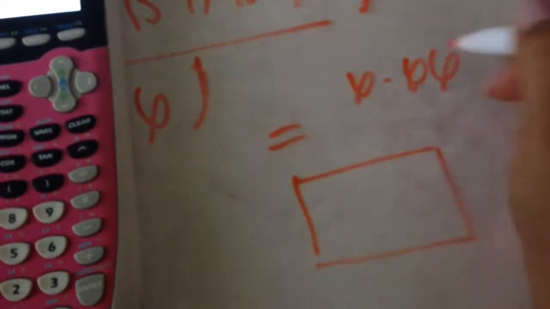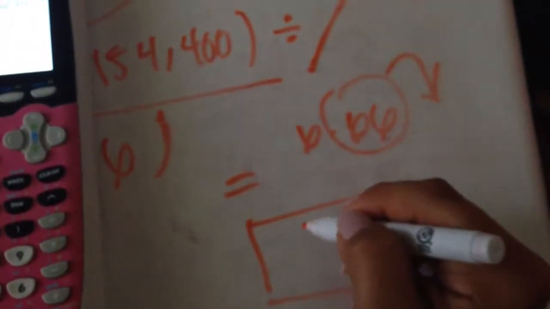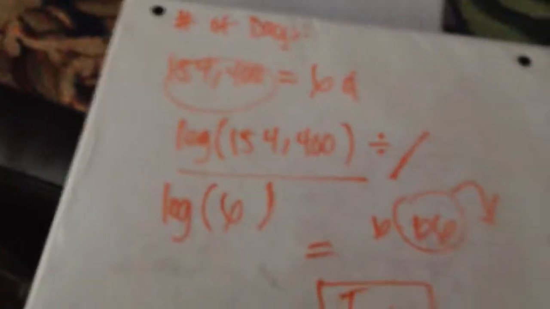6.66. Now, since it's a number like this, we have to round it. So it's going to take approximately 7 days for those many people to turn into zombies. Can you believe that? 7 days for a big old zombie apocalypse.